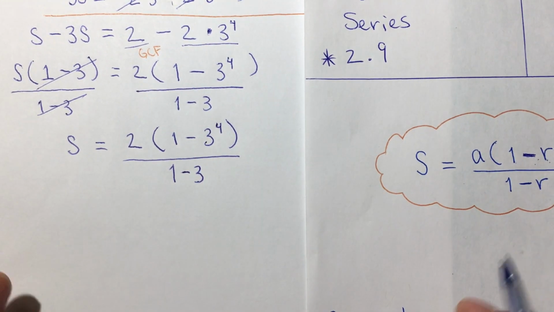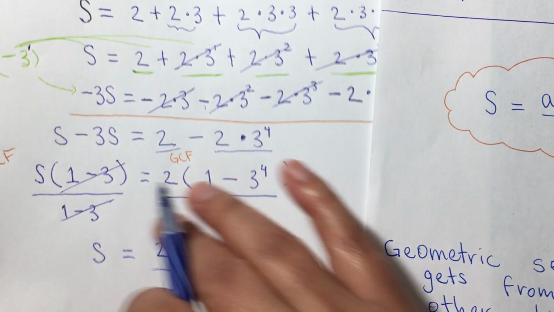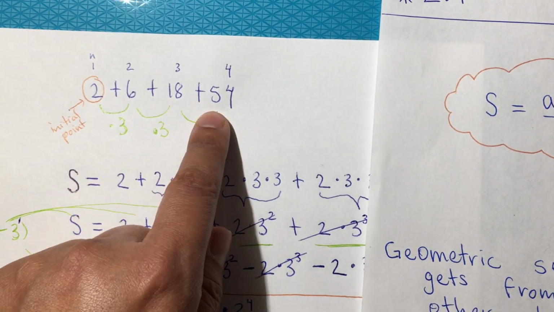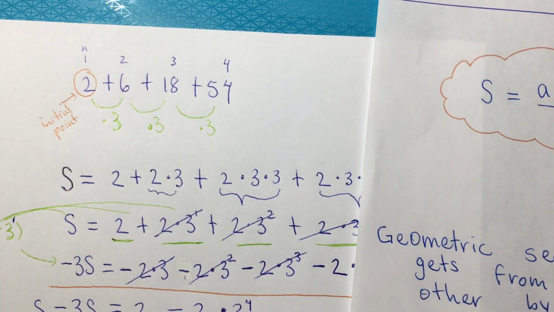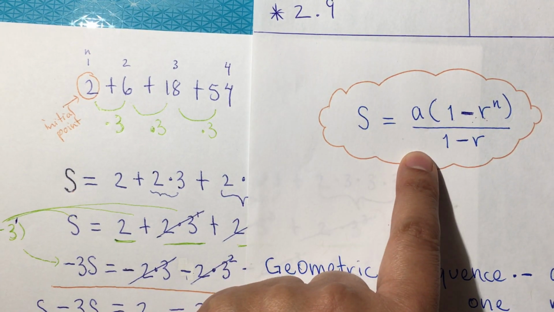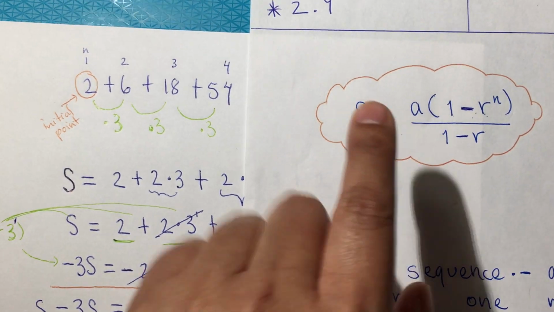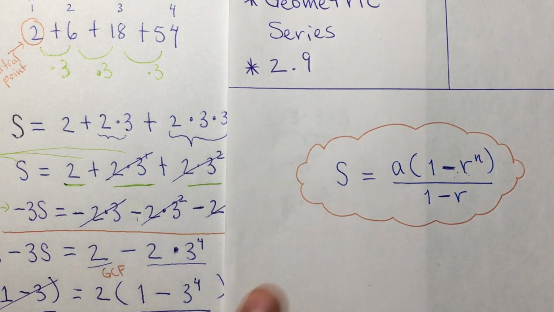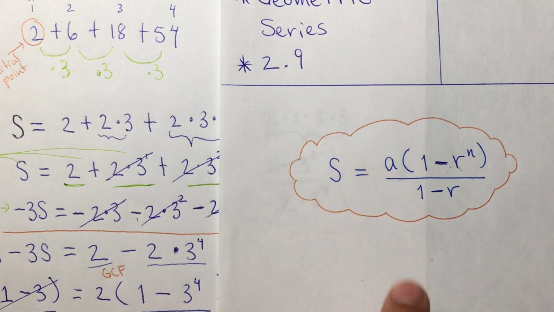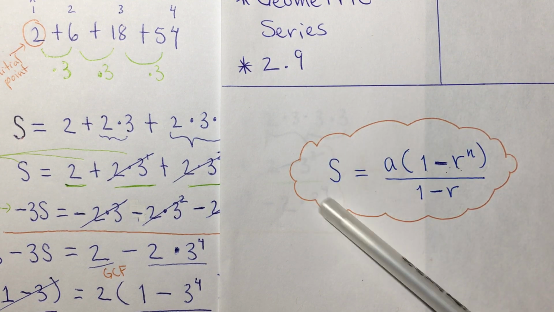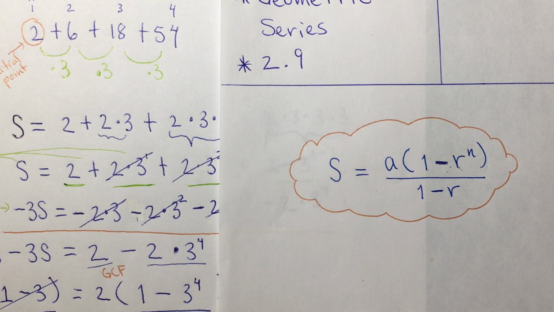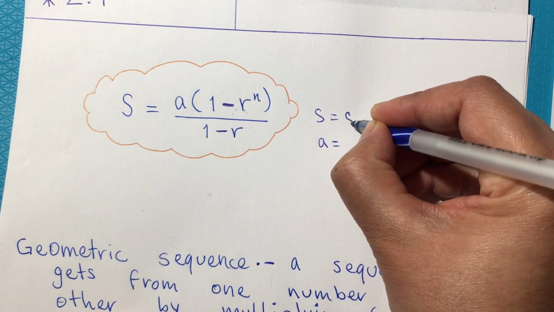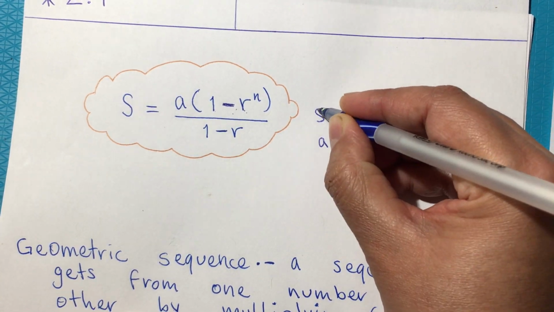That's where it comes from. Can you try this with any geometric series? Yes, and you do not have to come up with this formula because you have it. This is just to understand where this formula comes from. What you're going to be doing now is applying this formula. The S represents the sum of that geometric sequence.